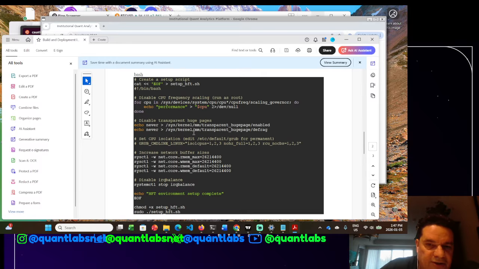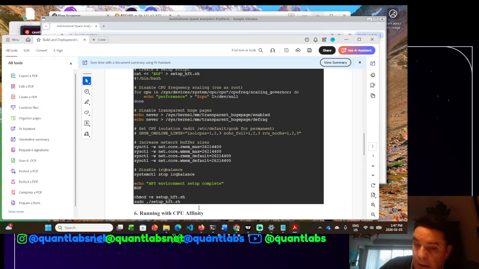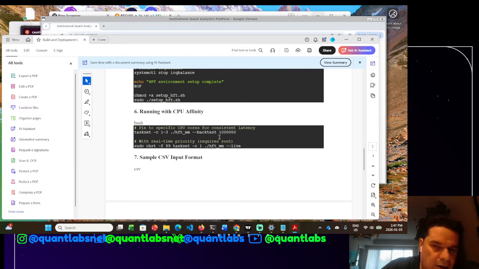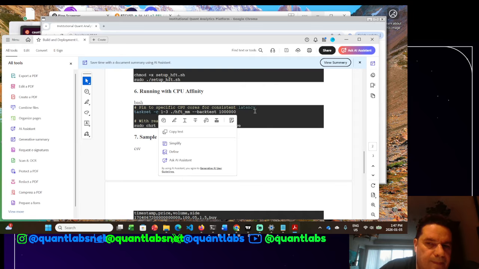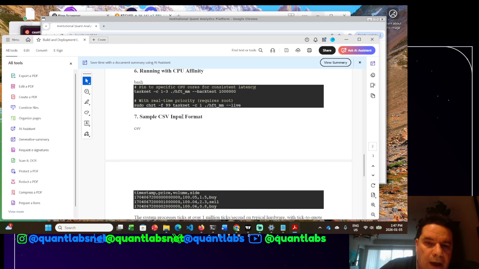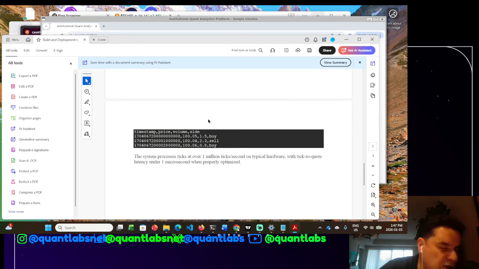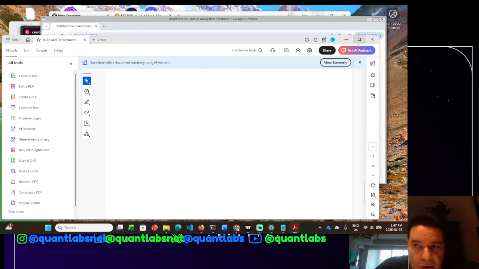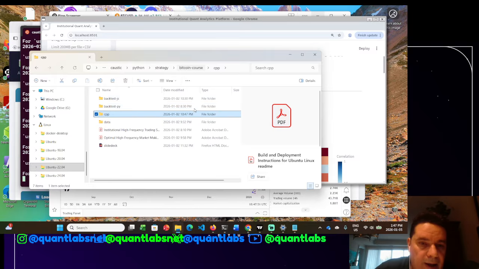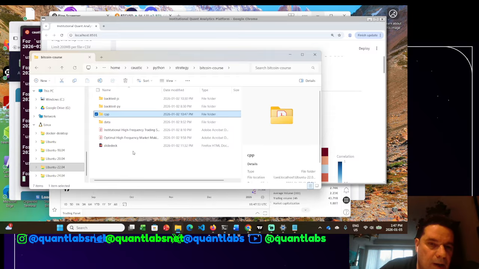Okay, so we have here a shell script to set up the environment. And then we have something called CPU affinity. We could run another backtest within the Linux environment against this HFT market maker, so on and so forth. We can generate sample data. Again, AI can do all that for you. Again, 100% generated by AI. This is an absolutely amazing package that you can get for all of this. Okay, so I'm just showing you what's involved here.